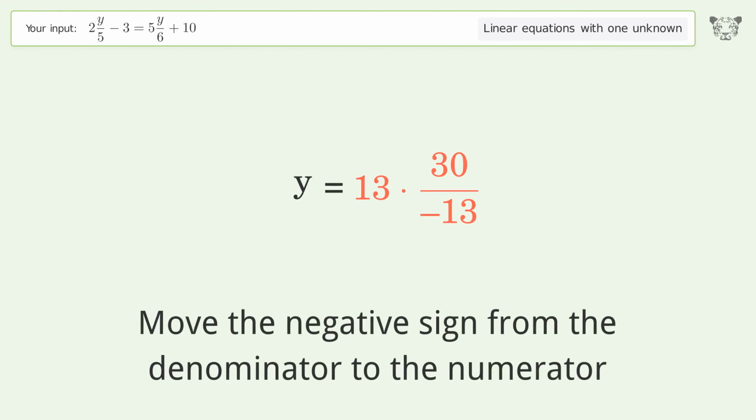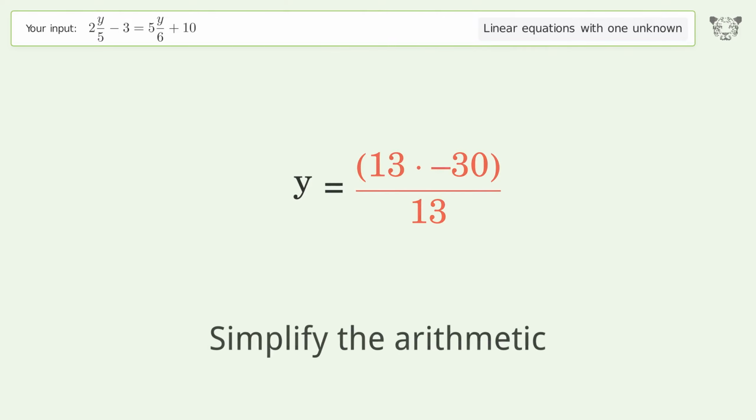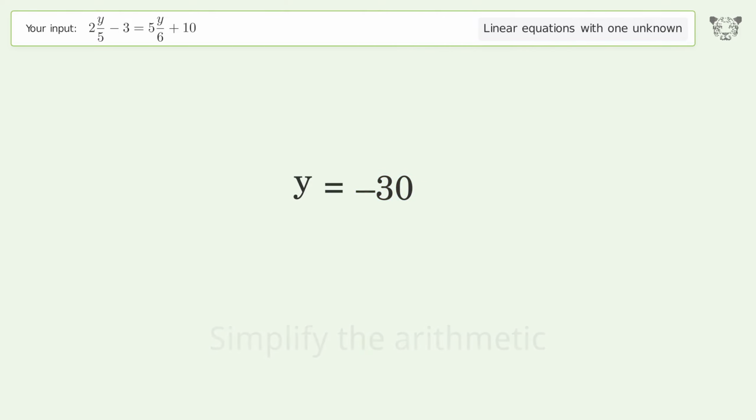Move the negative sign from the denominator to the numerator. Multiply the fractions. Simplify the arithmetic. And so the final result is y equals -30.